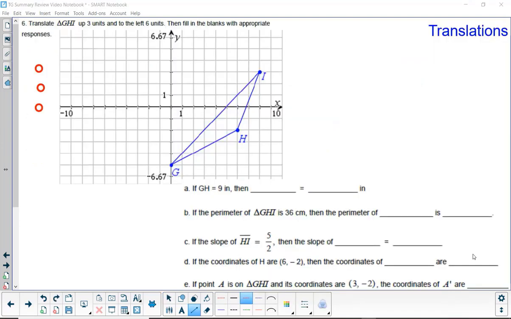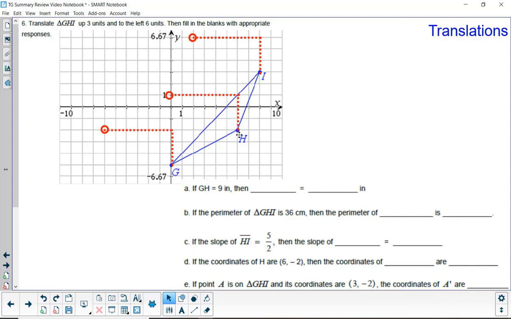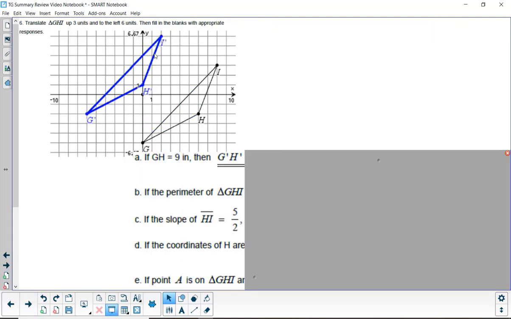This begins translations with number 6. We want to translate this triangle up 3 units and to the left 6 units. So from I, up 1, 2, 3, and from here 1, 2, 3, 4, 5, 6, and that's where I prime would be. Similarly, we'll go up 3, left 6, up 3, left 6, and then this is what it would look like. G prime, H prime, I prime. Here's what the image would look like.